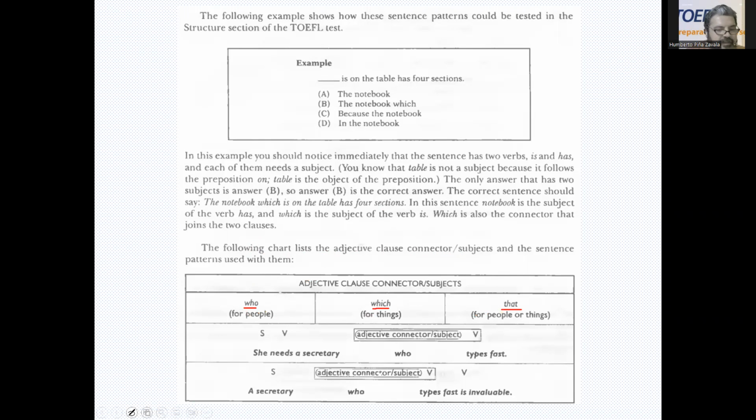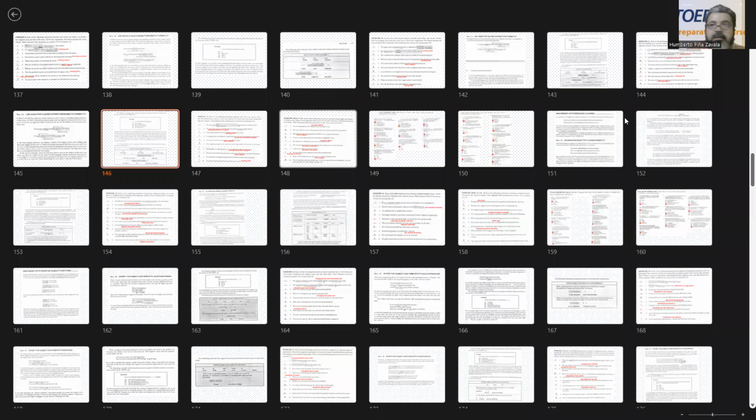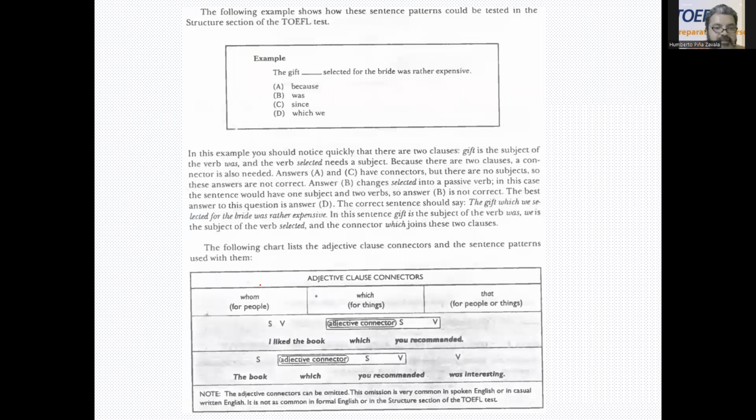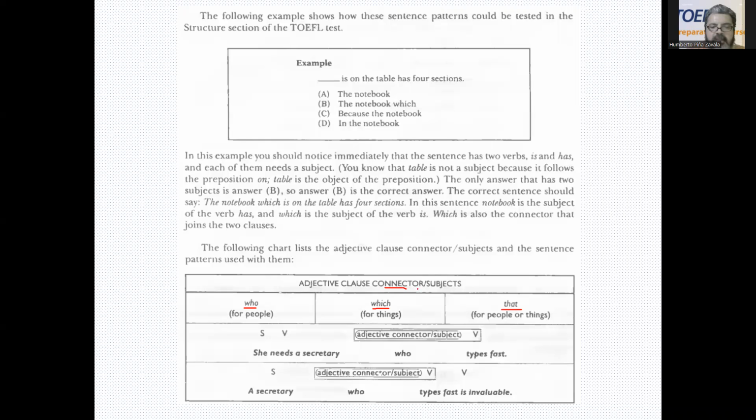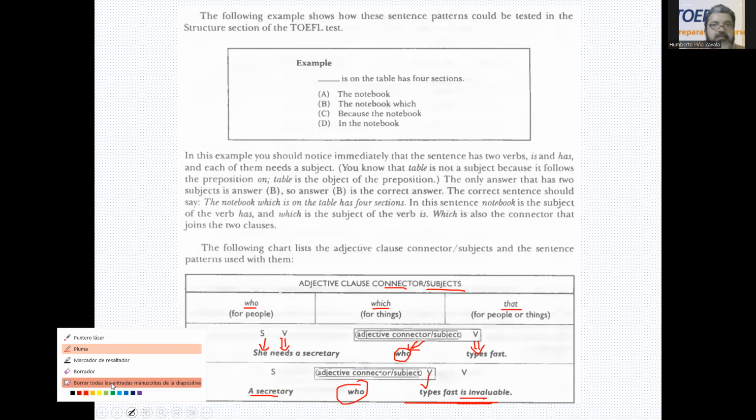But this is different because in the previous skills, whom was for people, right? Here, whom is just a connector, it's not a subject. Okay, so here who can be a connector subject. She needs a secretary. She needs a secretary who, connector subject, types fast. Okay, the secretary is invaluable. What kind of secretary? Secretary who types fast. Okay, that's what we say.